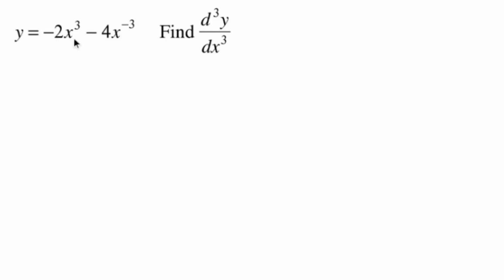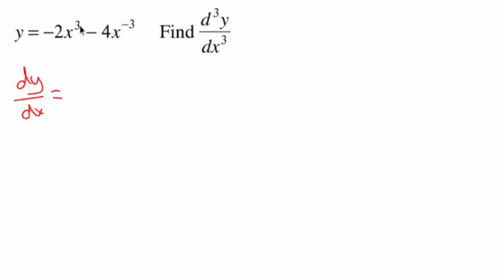All right, y equals negative 2x cubed minus 4x to the negative third. And my job is to find, oh my goodness, the third derivative. Whew. All right, I can do this. dy/dx means the first derivative, and I'm going to use the power rule not once but twice.